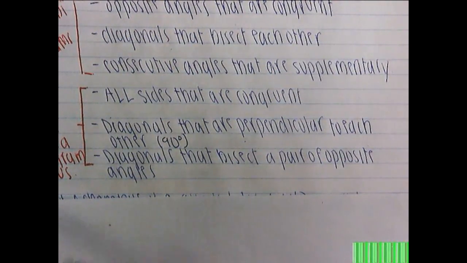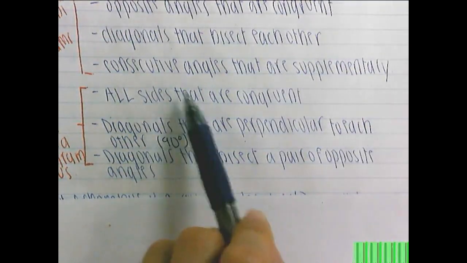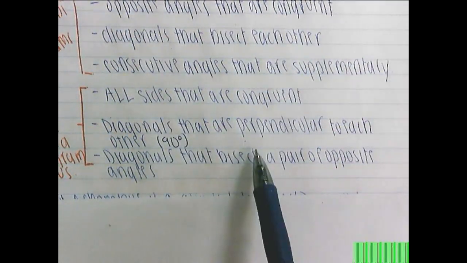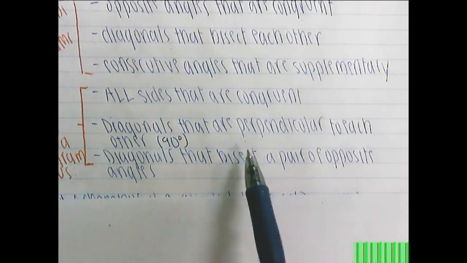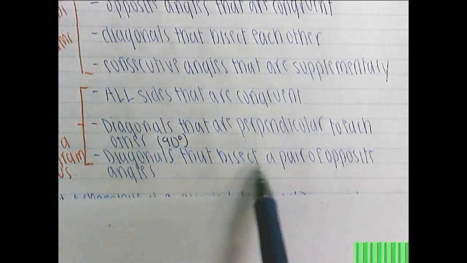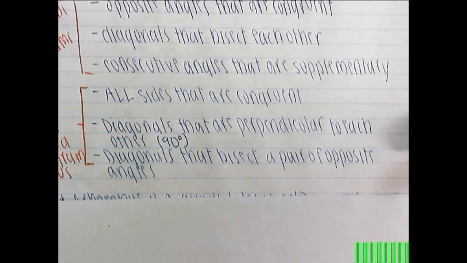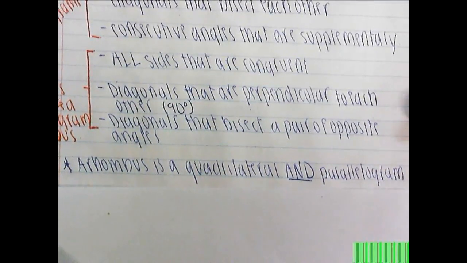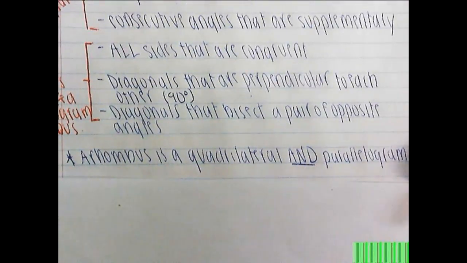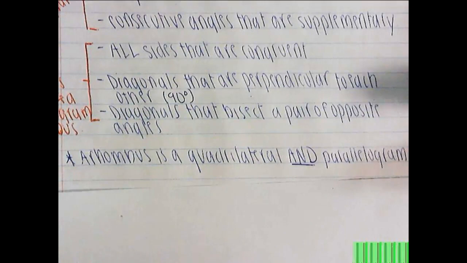You take a parallelogram and you add on that all sides are congruent, the diagonals are perpendicular to each other, and the diagonals also bisect a pair of opposite angles. So, it's important to know that a rhombus is a quadrilateral, right, 4 sides, and a parallelogram. So that's rhombi.